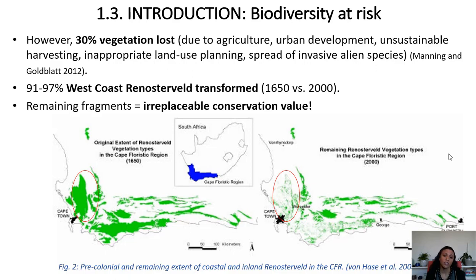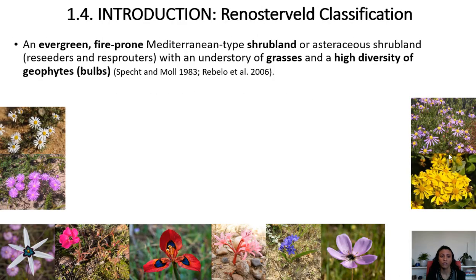and out of all the vegetation types that occur here, West Coast renosterwald has been impacted the most, with more than 90% of it being transformed, mostly due to agriculture. This is mostly because this type of renosterwald vegetation occurs within the lowlands where it's easily accessible and there are fertile soils which are ideal for agriculture. So it means that the remaining fragments have an irreplaceable conservation value.